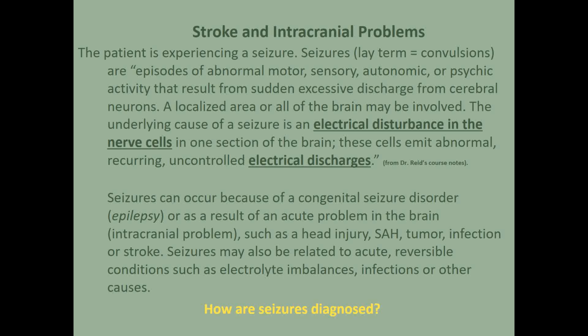And there's no way to restate this in any kind of fabulous way, so I've just basically copied and pasted what I think is important from Dr. Reed's notes. Now, there's a terminology here: seizures can occur because of some kind of congenital disorder, and that's usually termed epilepsy, or they can happen in an acute problem, such as when a patient has a head injury, a subarachnoid hemorrhage, a tumor, or any of those things. Also notice that seizures can be related to reversible conditions such as infections or electrolyte imbalances.